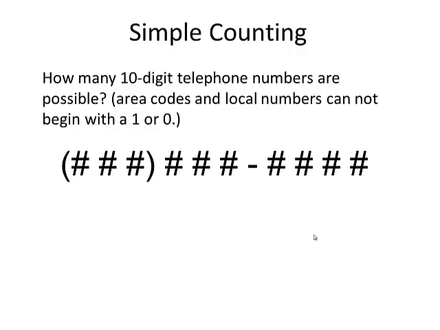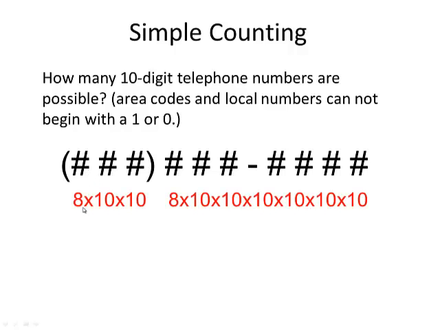Okay. How many 10-digit telephone numbers are possible? Area codes and local numbers cannot begin with a 1 or a 0. So what do you think that answer would be? You probably will need a calculator for most of you, but if you're good with numbers, this is quite simple and you may not need a calculator. Alright, so if you can't use a 1 or a 0, that leaves 2 through 9, so that's 8 possibilities for the first digit, and then 0 through 9 for the second and third.